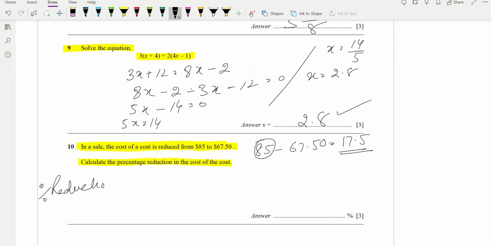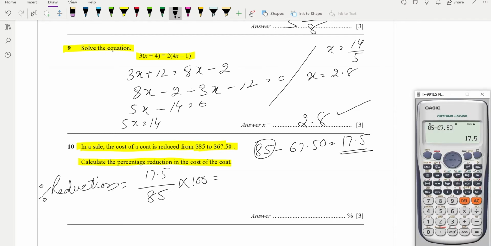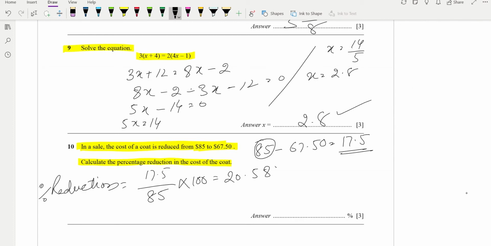Percentage reduction will be equal to 17.5 against 85 multiplied by 100. 17.5 divided by 85 and multiplied by 100 is equal to 20.588%, and we can round it to 20.6%. So the answer will be 20.6%. This will be a 3 marks question which we are done.